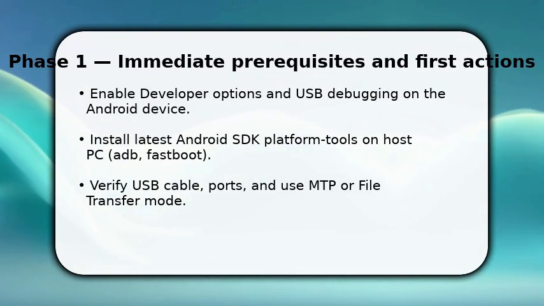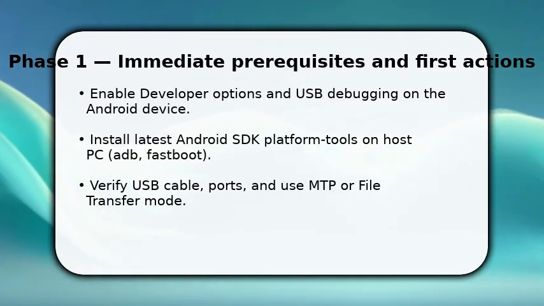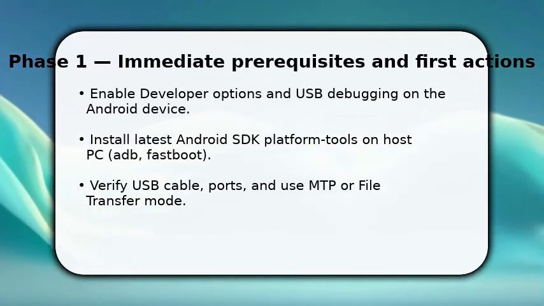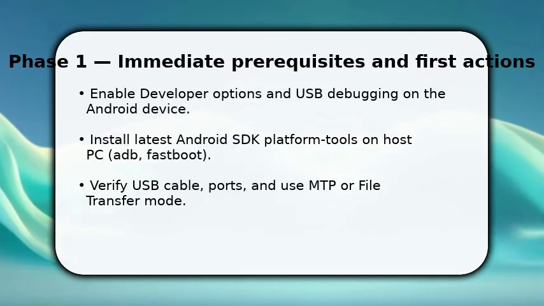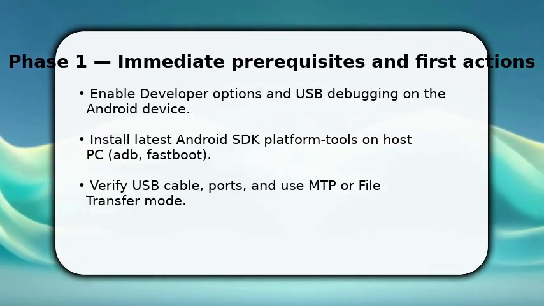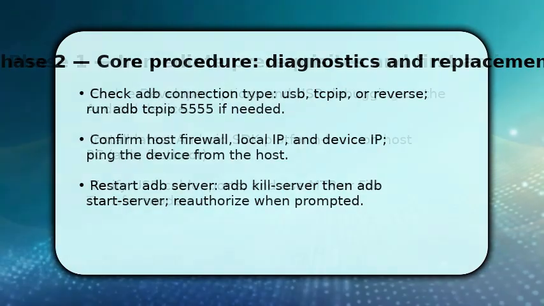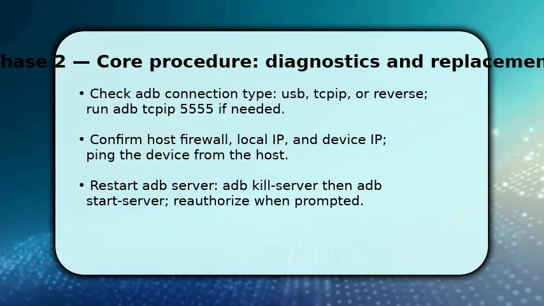Once done, open a terminal and run adb devices to see if the phone is listed. If it is, proceed. If not, swap cables or ports and repeat the listing until the device appears. Next, diagnose the connection method and network.